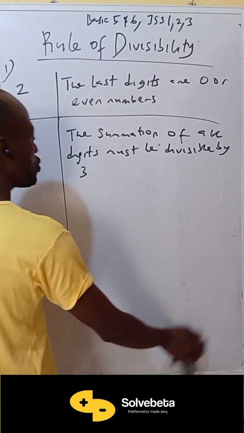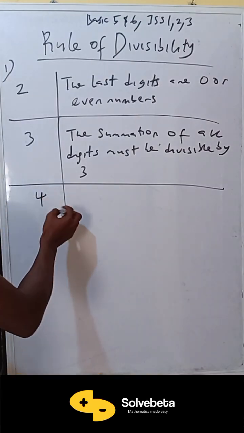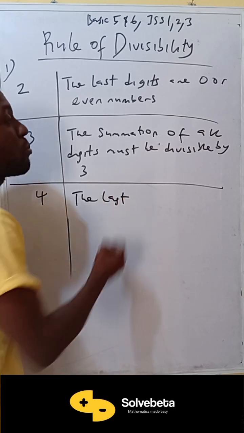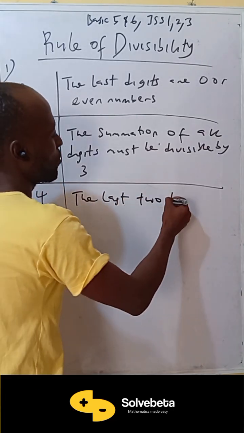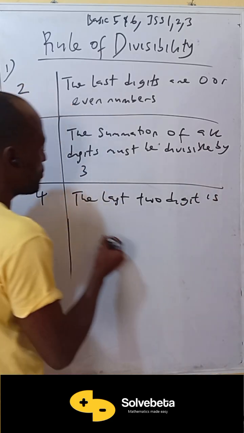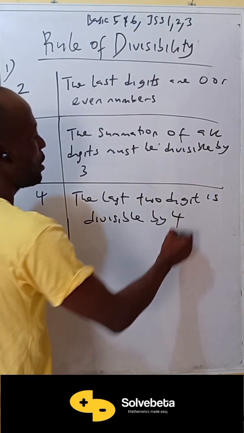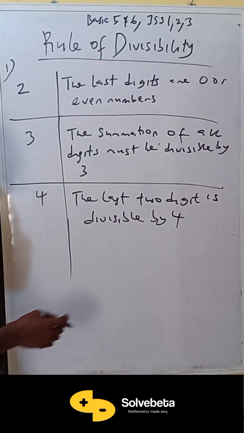Then quickly, let's move to the next one, which is 4. How do you know if 4 can divide a number? The last 2 digits, no, rather the last 2 digits is divisible by 4. Not the summation. The last 2 digits is divisible by 4.